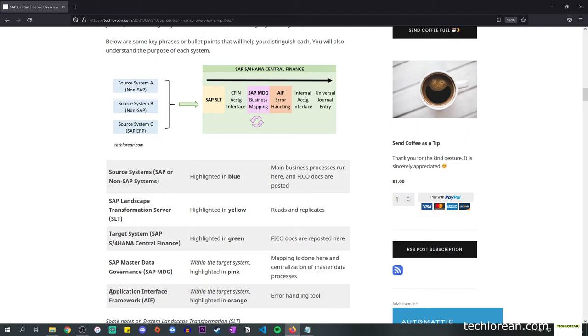Next up is Application Interface Framework, or AIF. It's over here, highlighted in orange. This is going to be your error handling tool. Definitely when you're replicating data to the Central Finance system, you want to be able to monitor and manage these postings, these documents, and we want to make sure that everything is seamless at that point. So AIF is there to cover your error handling or monitoring concerns.